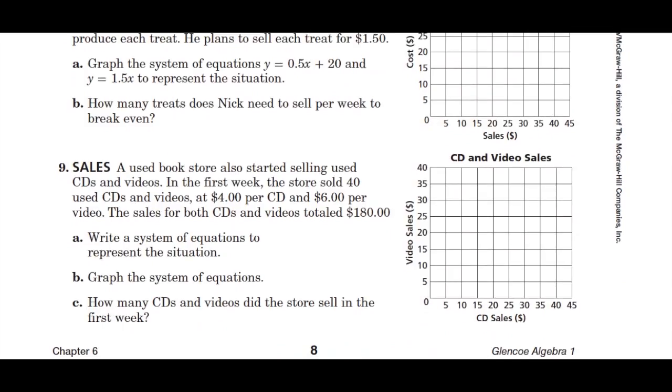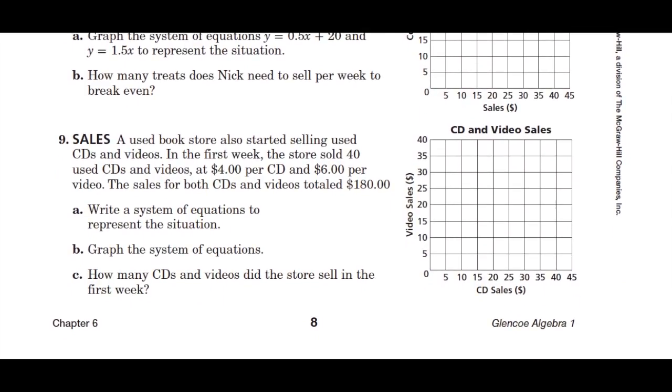I'll do number 9. It says a used bookstore started selling used CDs and videos, and in the first week they sold 40 used CDs and videos. So I'm going to start with x equals my CDs and y equals my videos. So letter A says to write a system. Well, the first equation is x plus y equals 40 because I sold 40 of them. And then it says $4 per CD, so that's 4 times x, $6 per video, plus 6y, and they sold $180. Okay, so that's my second equation in my system.